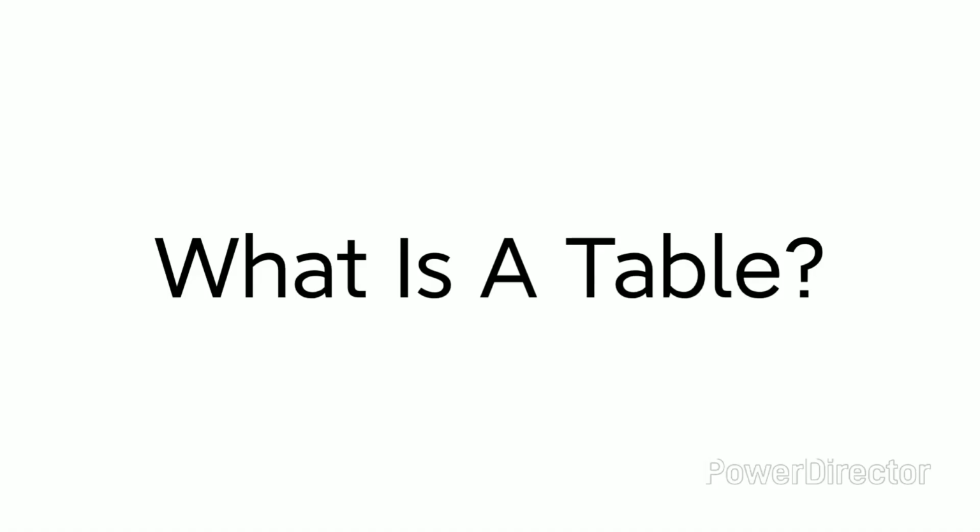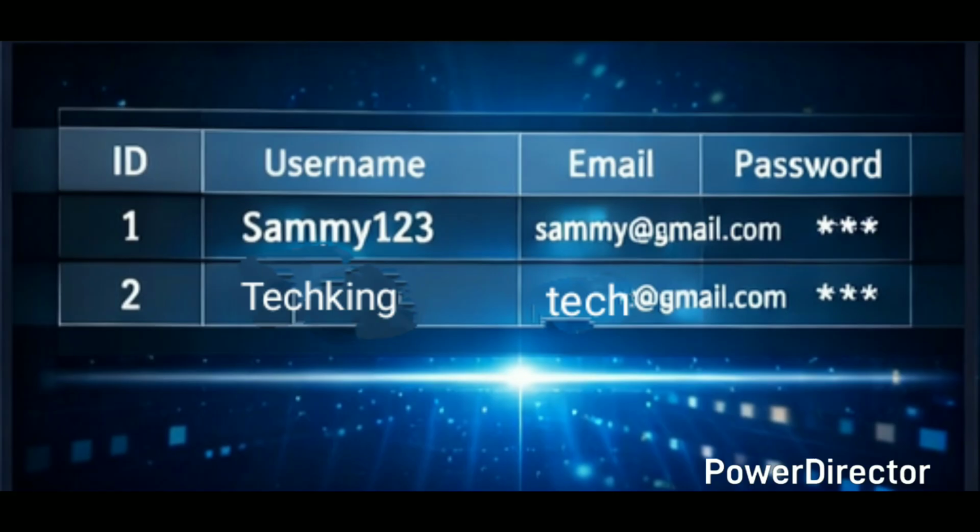A table is the core of a database. Think of it like a spreadsheet. Example, a student with a username, email and password. Student name is Sammy123, ID is 1, email is sammy@gmail.com with a password hashed out, and another student named Tech King, ID number is 2 and email is tech@gmail.com with a password hashed out. You see here, each row equals one user and each column equals a type of data. So when you sign up on a website, your information becomes a row in a table.